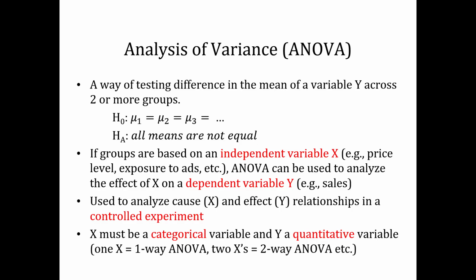In order for ANOVA to be appropriate, the independent variable x has to be categorical and the dependent variable y has to be quantitative. An ANOVA with only one x is called a one-way or one-factor ANOVA. If there are two x's, it is called a two-way or two-factor ANOVA, and so on. In this class, we will look only at one-way ANOVA.